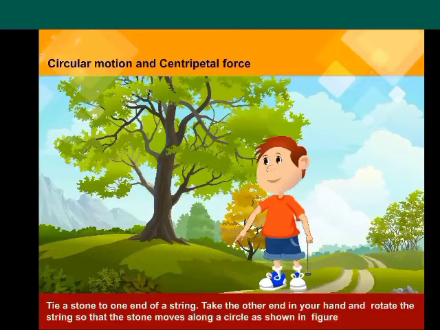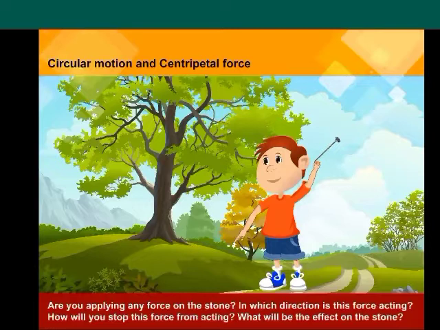Circular motion and centripetal force. Tie a stone to one end of a string. Take the other end in your hand and rotate the string so that the stone moves along a circle as shown in the figure. Are you applying any force on the stone? In which direction is this force acting? How will you stop this force from acting? What will be the effect on the stone?